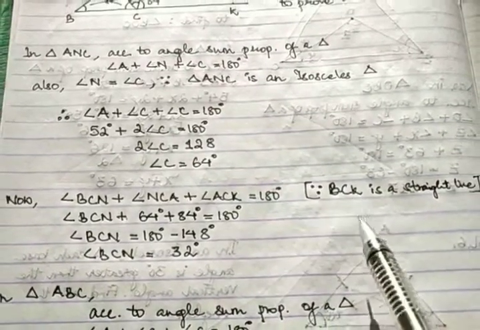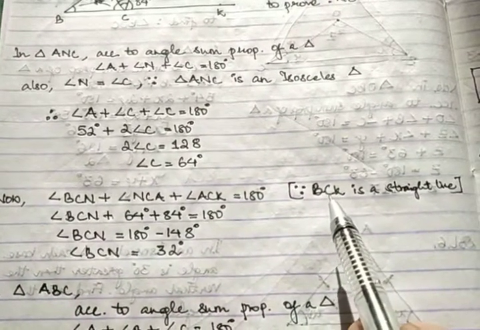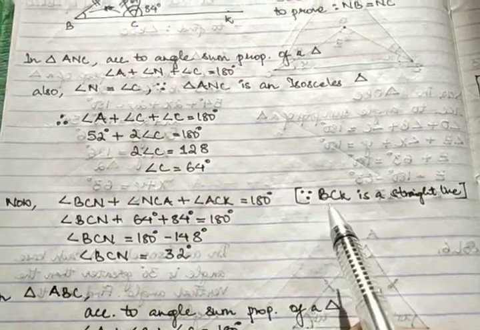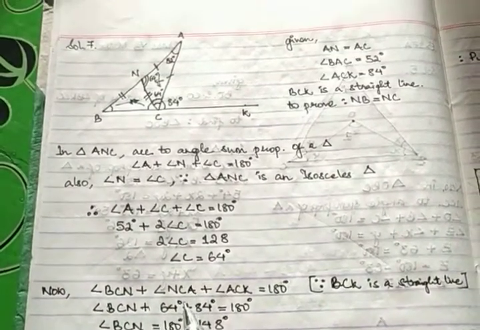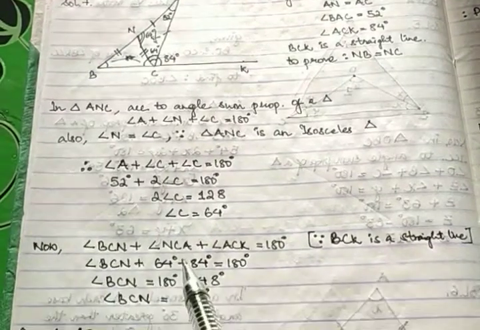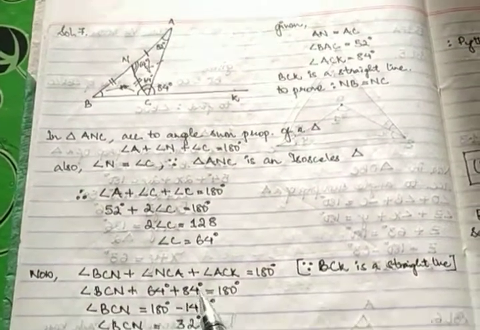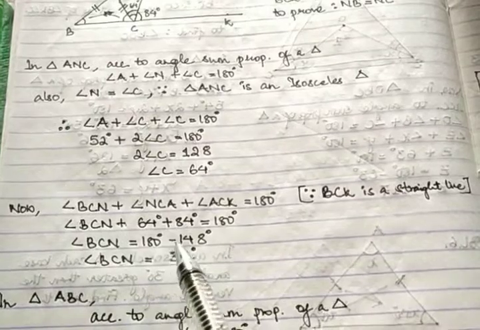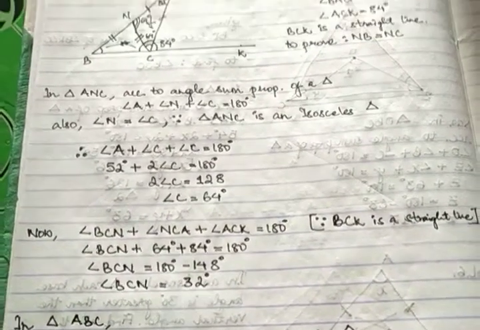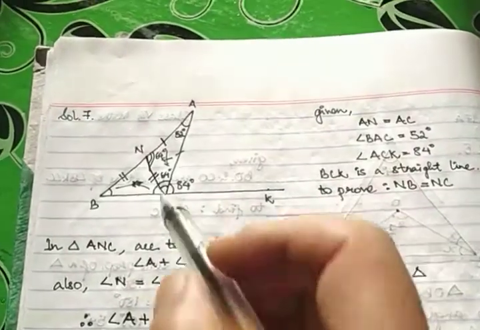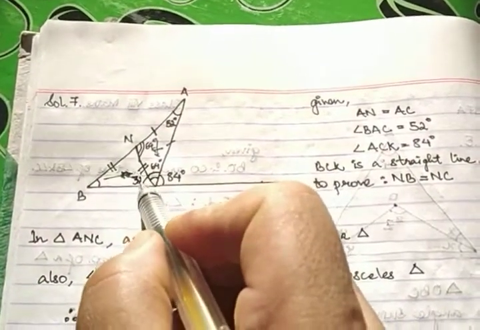Why? The reasoning is very important, as I have been telling you repeatedly. Since BCK is a straight line, I have substituted the values out here. NCK is 64, so 64 plus ACK is 84. Now linear equation, one variable. After solving all this, we got angle BCN is 32 degree. So this angle, I got the value as 32 degree.